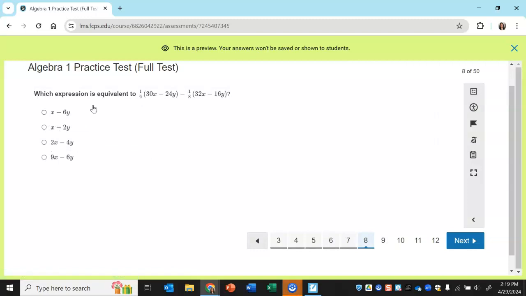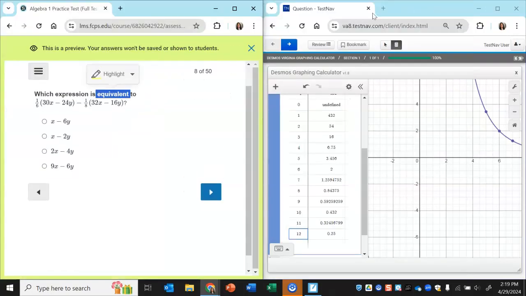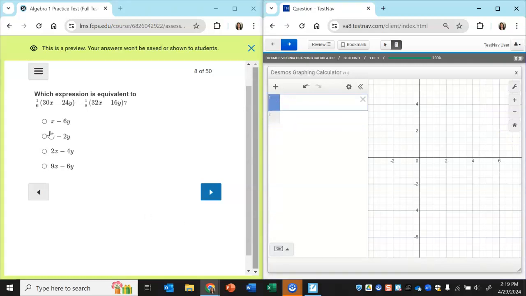Next question. Which expression is equivalent? For this one, I will show you how to do this in Desmos and then go from there. Whenever it says equivalent, we can match it. But the problem is, in Desmos, if I had just x, then I could just graph it. Since I have x and y, I need to plug some other numbers in here. So I'm going to do 30. And for x, I'll change it to an a, and I'll show you why. Then 24, I'll change to b.